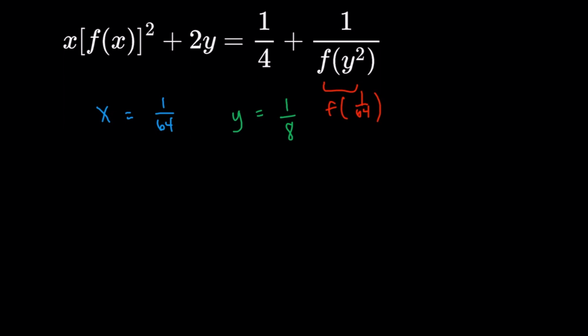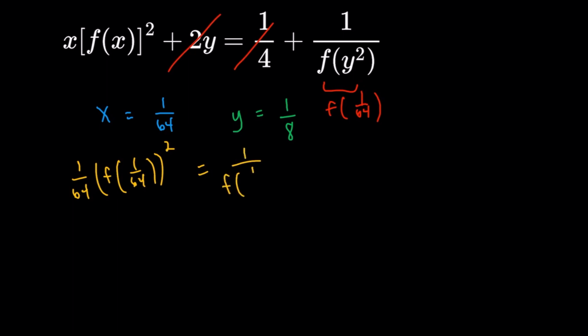All right, if x was 1 over 64, then it's going to be 1 over 64 times f of 1 over 64 squared. And then, as mentioned, the 2y and the 1/4 will cancel because they're just 1/4. So this would simply be equal to 1 over f of 1 over 64. Now let me do the same thing again, maybe b this time. b is equal to f of 1 over 64. I'm going to have 1 over 64 of b squared, and that's going to be equal to 1 over b.